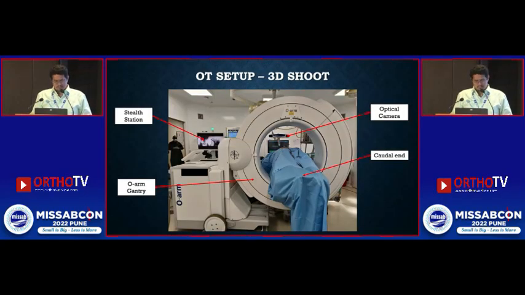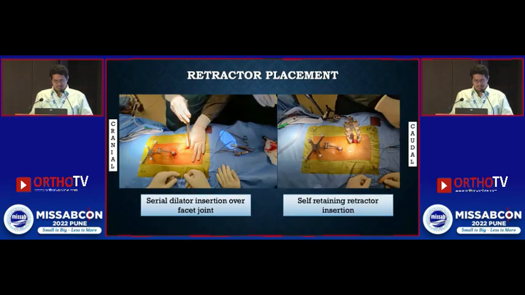Once the exposure was completed, we also applied the minimally invasive reference array at the spinous process 2 to 3 levels higher. This is the OT setup just prior to taking the 3D shoot. We have the optical camera at the head end of the patient, with the gantry and stealth station beside it. Serial dilators were inserted over the facet, which is to be taken out in order to place the self-retaining retractor at an accurate position.